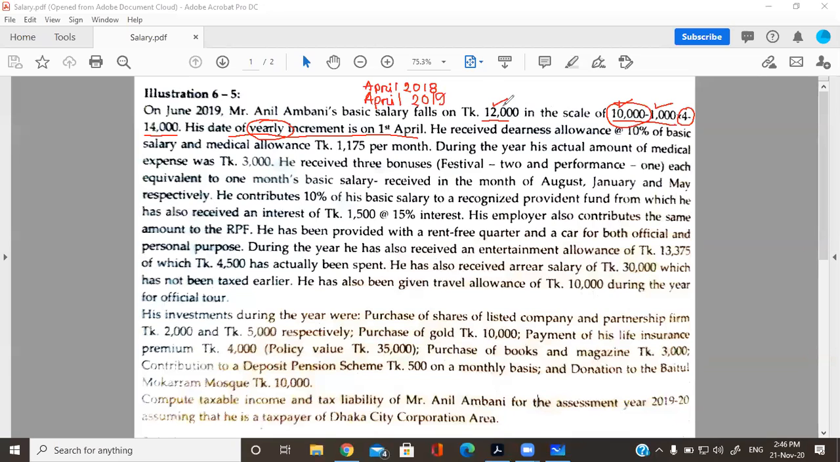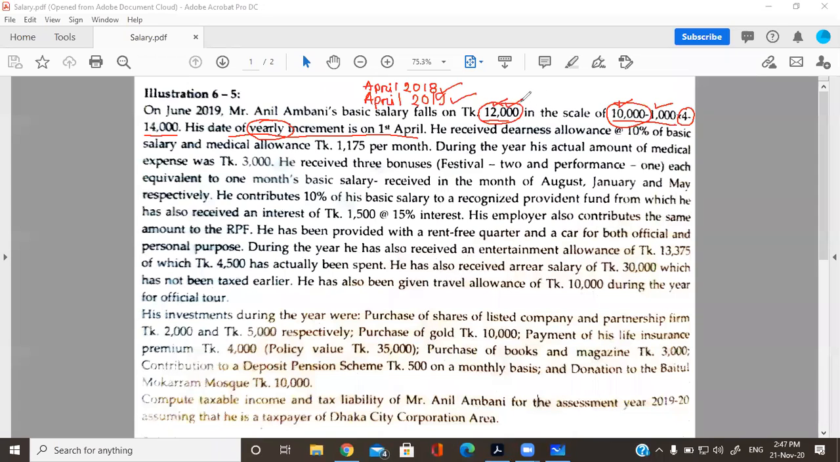So how has Mr. Anil Ambani's basic become 12,000 now, where his scale begins with 10,000? The answer is that on this date, June 2019, Mr. Anil Ambani's basic salary has become 12,000 because he has received 2 increments up to this date. That's why the 10,000, which was the starting point, has now become 12,000.